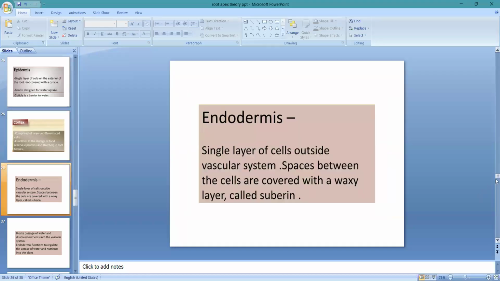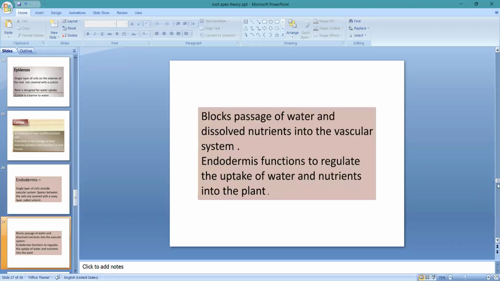And next, coming to the endodermis, it is a single layer of cells outside the vascular system. Spaces between the cells are covered with a waxy layer. It's called suberin. This is very, very important. So what are the spaces in between the cells? These are covered with a waxy layer. That layer is called suberin. It is present in the endodermis. Okay. Blocks passage of water and dissolved nutrients into the vascular system. Endodermis functions to regulate the uptake of water and nutrients into the plant. That is the endodermis function. There is a single layer.